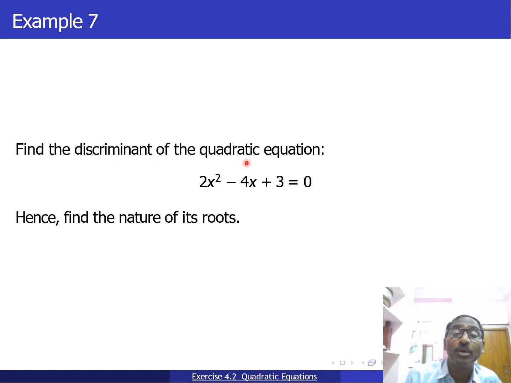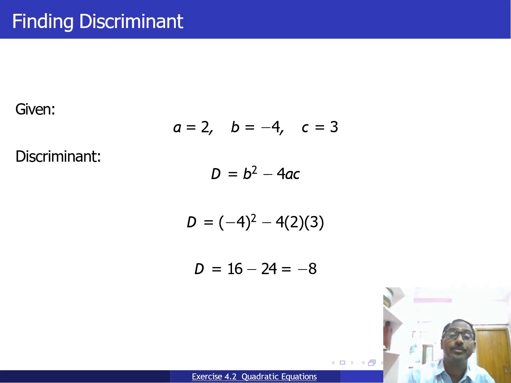Find the discriminant of the quadratic equation 2x square minus 4x plus 3 equal to 0. Hence find the nature of its roots. So a equal to 2, b equal to minus 4, c equal to 3. D equal to b square minus 4ac, that is 16 minus 24 equal to minus 8.